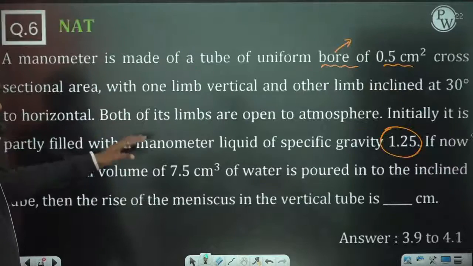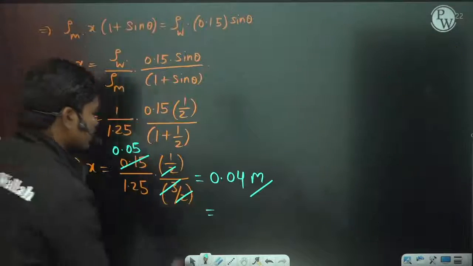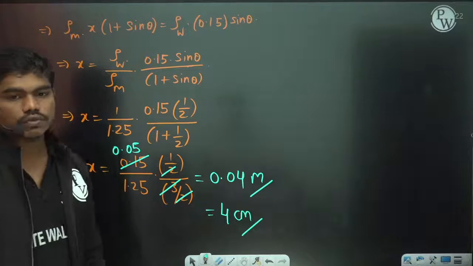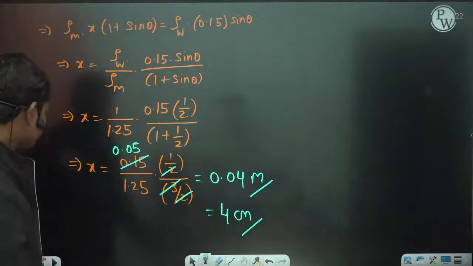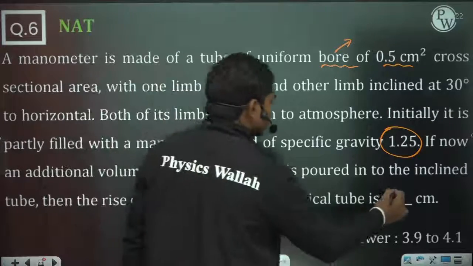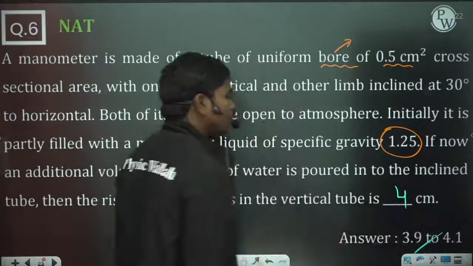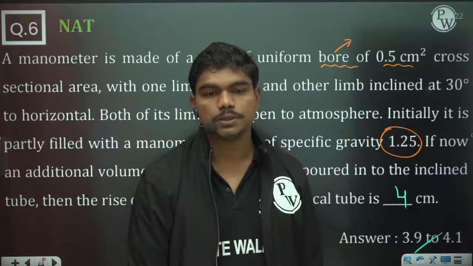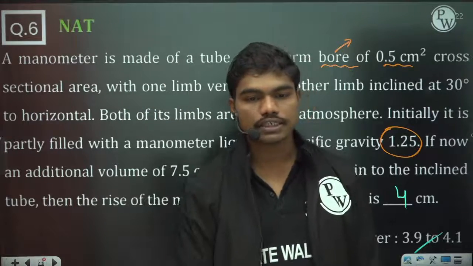They are asking the question in centimeters. So if it's in centimeters, this is 4 centimeters directly. Yes, 0.04 meters. So the correct answer is 4 centimeters, and the range is given from 3.9 to 4.1. Clear? So that's why this 4 is lying within that range. Clear? Understood by all of you?